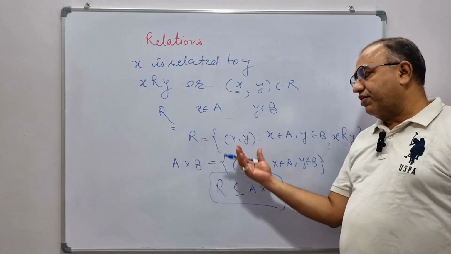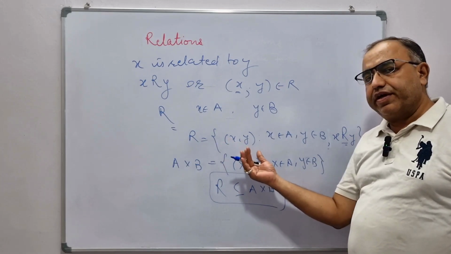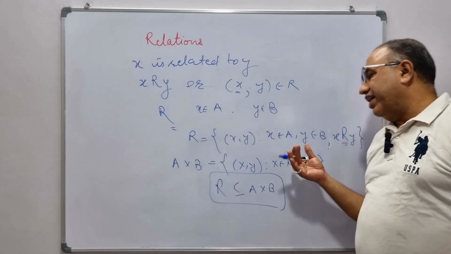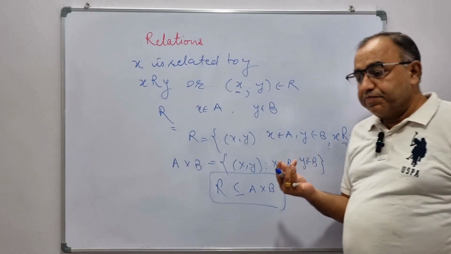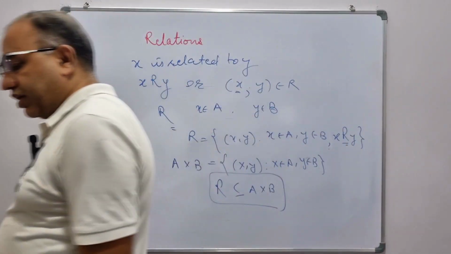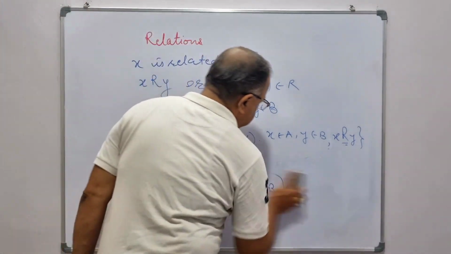A cross B is a collection of all possible ordered pairs of the elements of A and B. But relation is a collection of only those ordered pairs of X and Y, where X is a member of A and Y is a member of B only when X and Y are related through a well-defined relation R. Now it depends upon which families we are talking about. So I will illustrate through some examples.